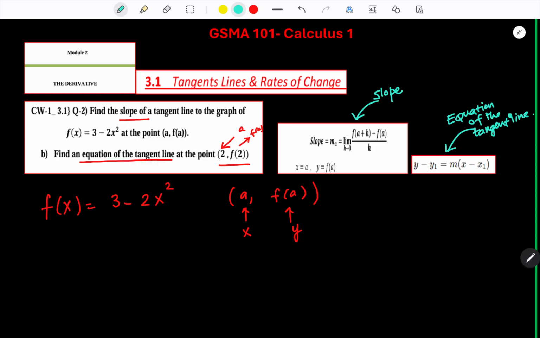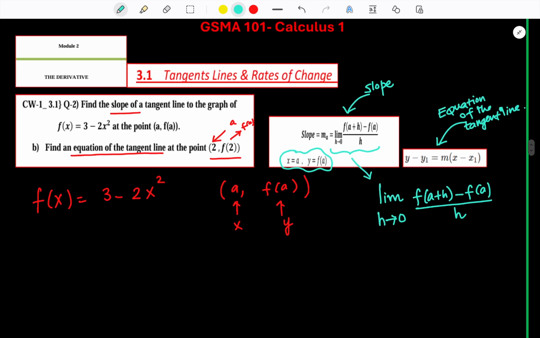Right. What is the formula for slope? Limit h tends to 0, f of a plus h minus f of a divided by h, which is similar to your limit questions which we studied in module 1. This is the formula for slope. And here also the point is given, x is equal to a and y is equal to f of a. So let us do this question first and then I will come to this question later.